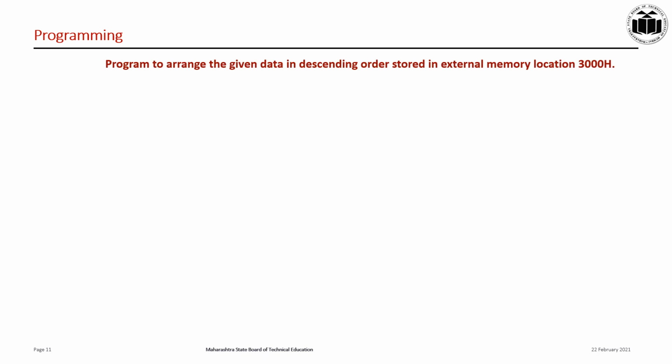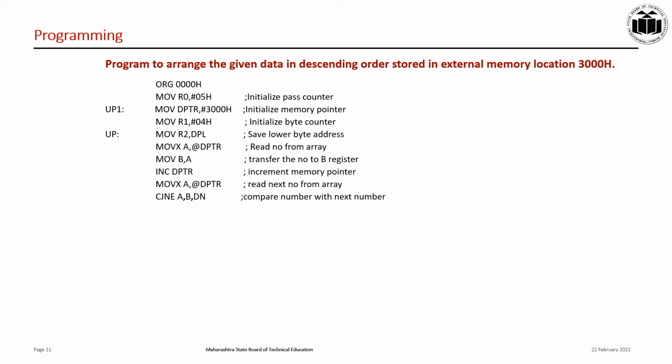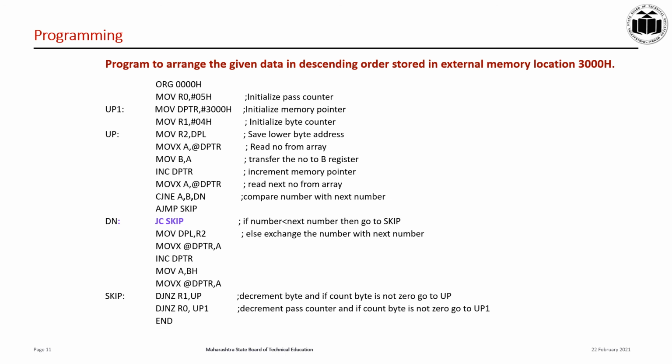Next program is to arrange the given data in descending order stored in external memory location 3000H. The program for descending order is the same as the ascending order. The only change is that in ascending order we are checking for JNC instruction, that is jump if carry is not set. Here we are checking for jump if carry is set. So JNC instruction will be substituted by JC instruction and the remaining program is the same.